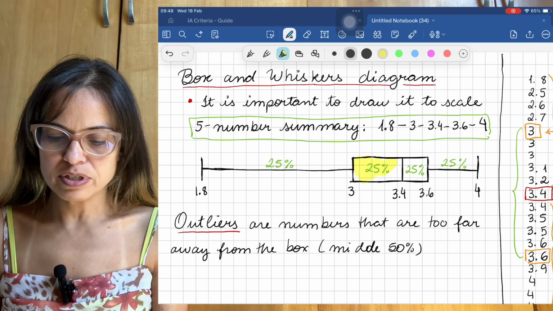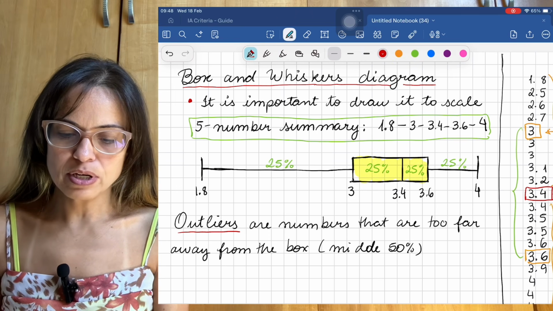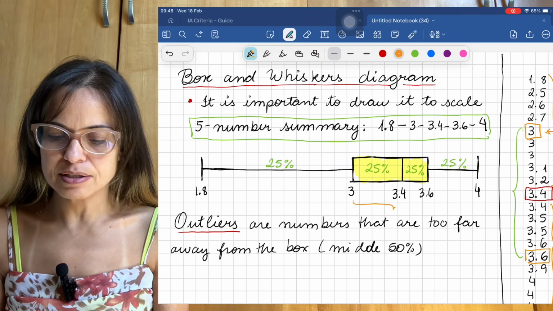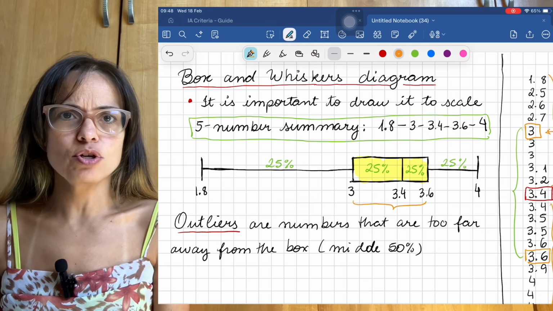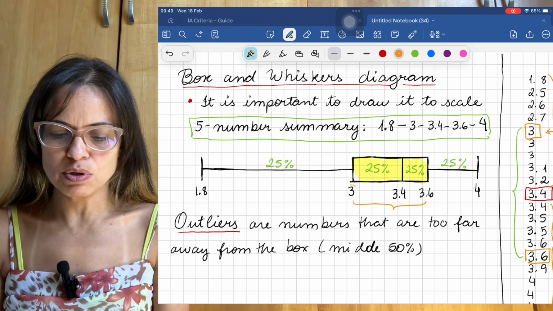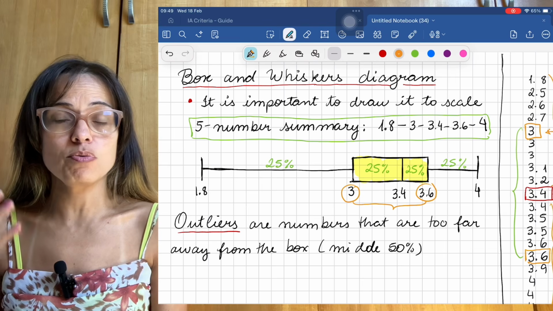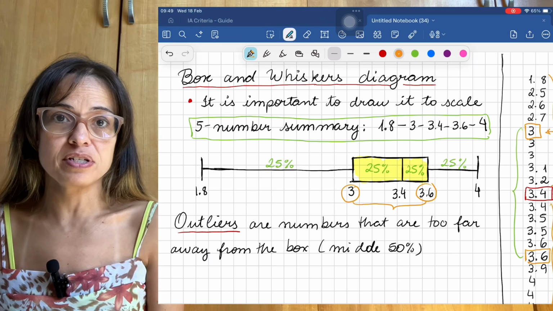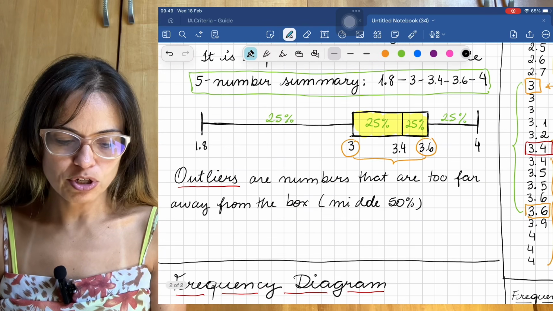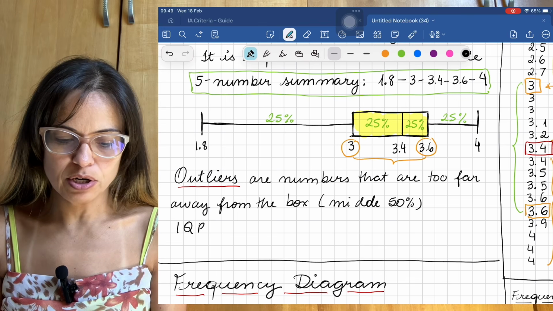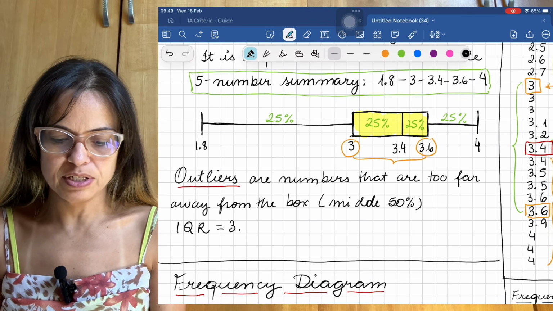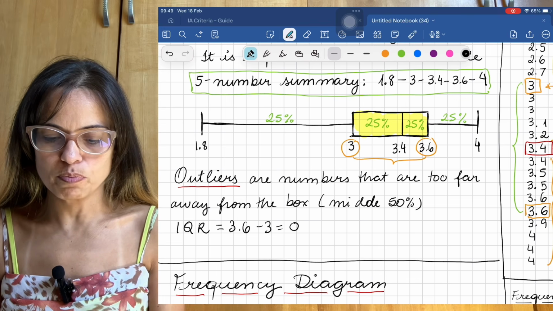First of all, you're going to consider the box. Let's look at how wide is the box. That is basically the IQR, right? The distance between Q1 and Q3, which in this case is 0.6. So that is the first calculation that you're going to make. IQR is equal to 3.6 minus 3, which is equal to 0.6.